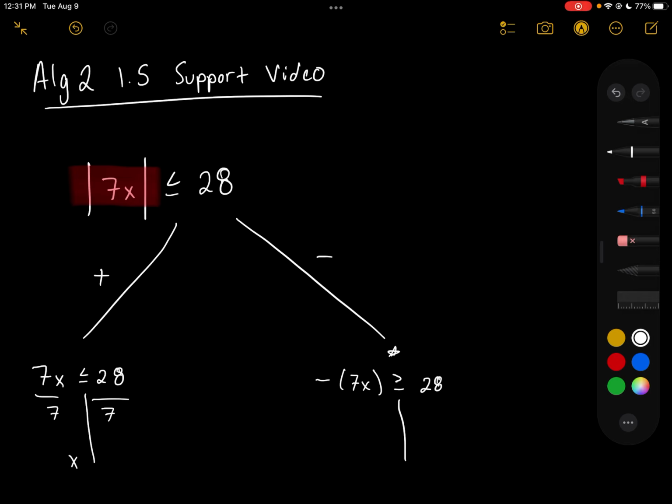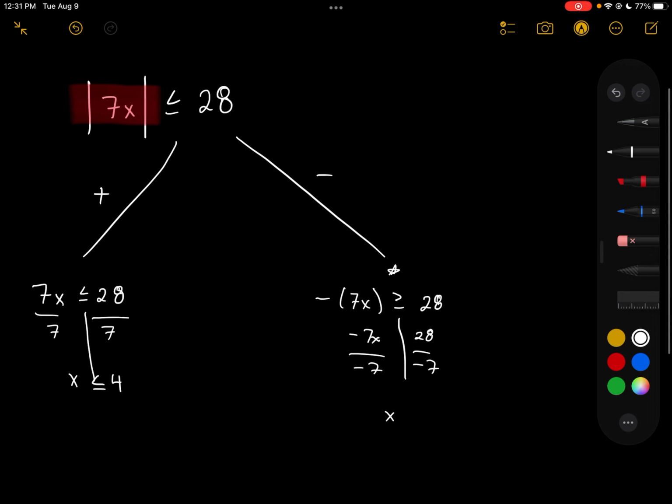So divide both sides by 7, and we'll get x is less than or equal to 4. Here we have negative 7x and 28, so we'll divide both sides by negative 7, and here we'll get x is greater than or equal to negative 4. So 28 divided by negative 7 gets us negative 4.